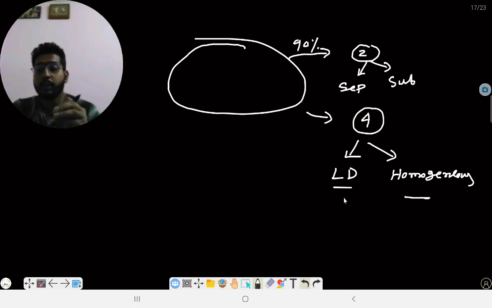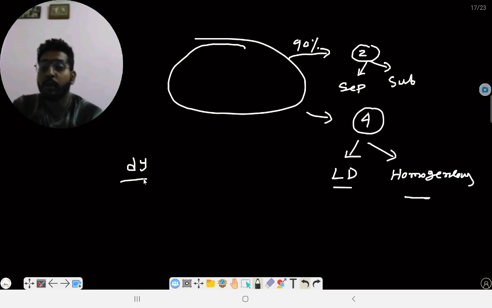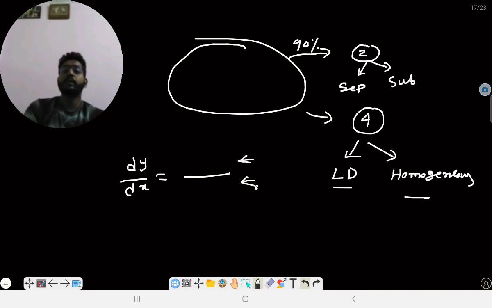First, if the question is given, you have to try if it is possible to separate or not. If it is not possible, then go to the next step. Next step is what? Substitution. If it is possible to substitute, do that. Now if it is not possible to substitute, next step is what? Homogeneous. In homogeneous, how can you know whether it is homogeneous or not? First write it like this: dy/dx equals something by something form.